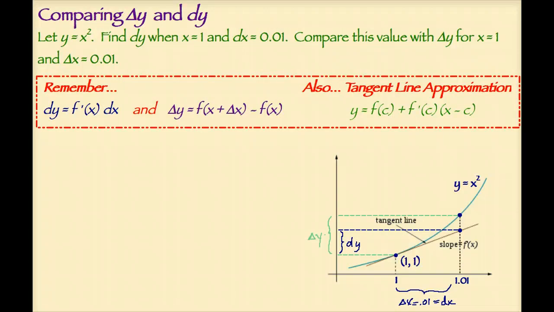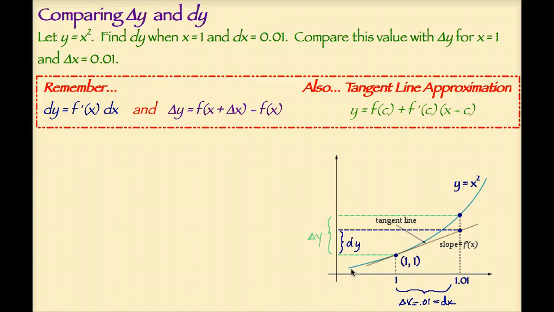Let's compare delta y, the actual change in function value, and dy, the differential. Let y equal x squared. Find dy, the differential, when x equals 1 and dx equals 0.01. Compare this value with delta y for x equals 1 and delta x equals 0.01. This 0.01 is just representing a distance away from our initial value 1.